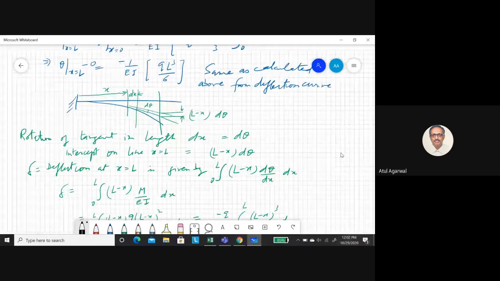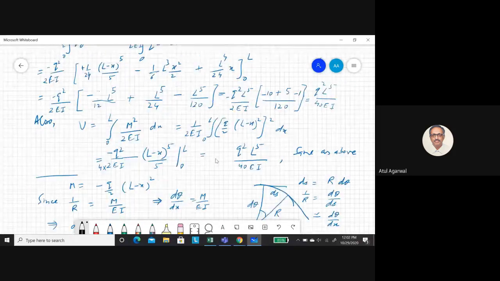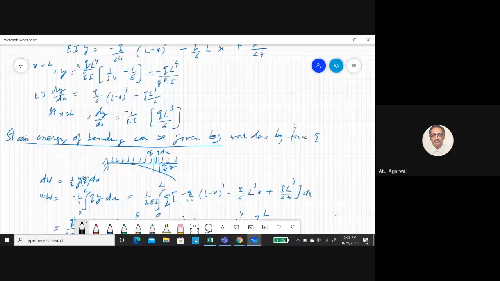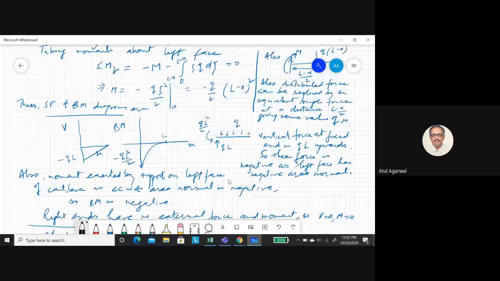Any questions about this distributed loading problem? This is one good problem. Not difficult to understand. Anybody has any question? Darshan Lal, are you there with me?